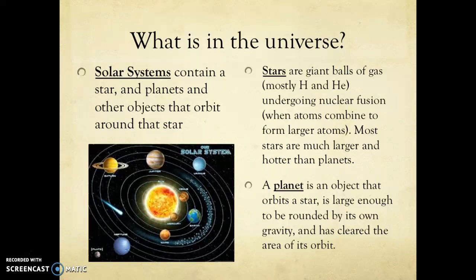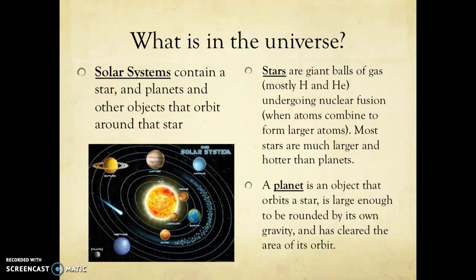Alright, so what is in the universe? A lot of stuff. We've got solar systems, and these contain a star, which is the sun at the center of it, and planets that orbit around, and other objects like asteroids. Moons orbit around the planets. There's a lot of stuff in there, but we'll focus more on that in the next unit.